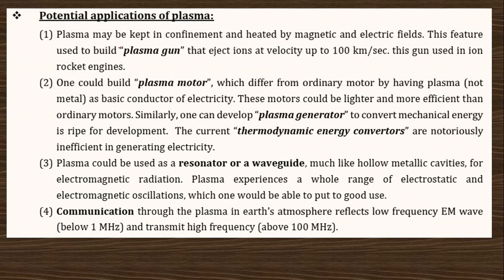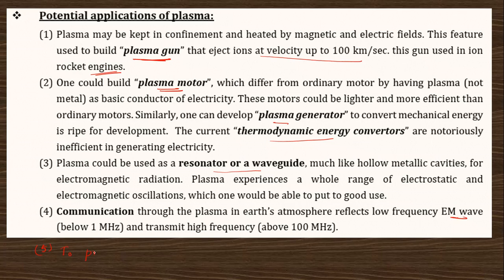For applications, you use the plasma gun, the ion velocity like that. This is a gun used for the rocket engine. One can make a plasma motor, a plasma generator, thermodynamic energy converter, plasma resonance of the waveguide, communication system, maybe where an electromagnetic wave is there. And another one is to produce thin film solar cells.